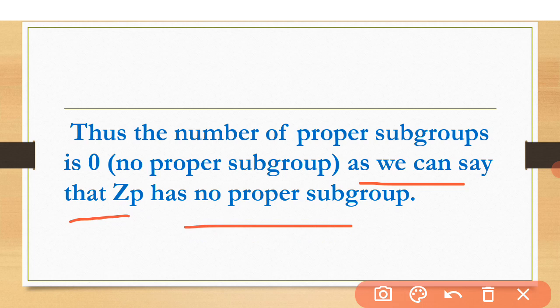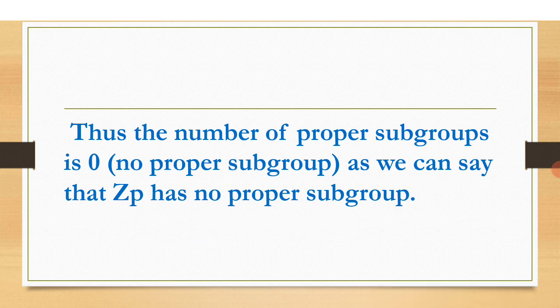We can say that Z_p has no proper subgroup. The proof ends here. I hope you understood.